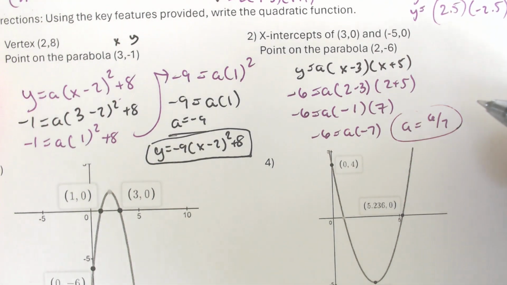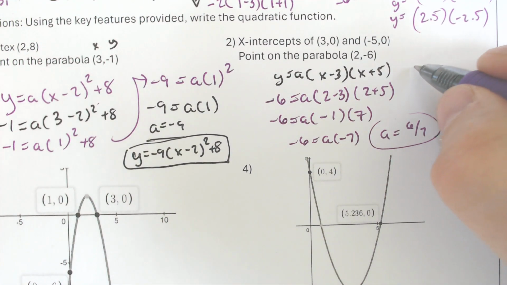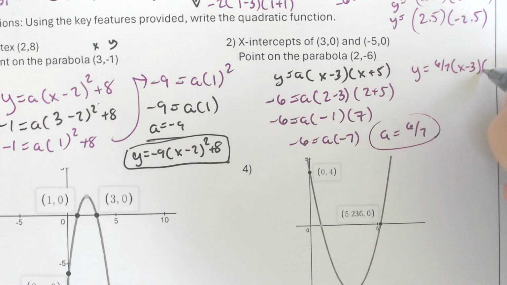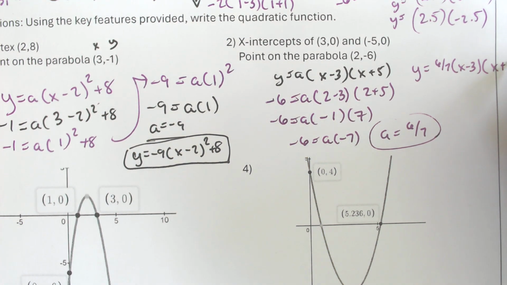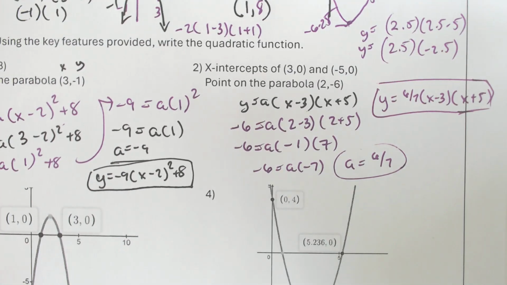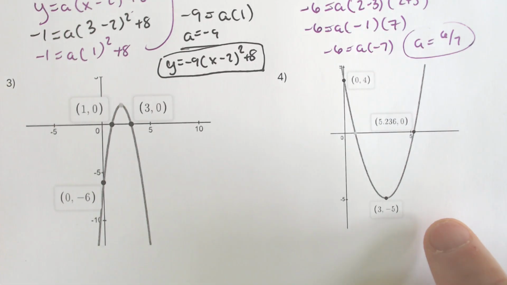We have our a value, plug it back into the original, y equals 6 over 7, x minus 3, then the x plus 5, get your final answer, and get the question right. All right, last two, everybody.